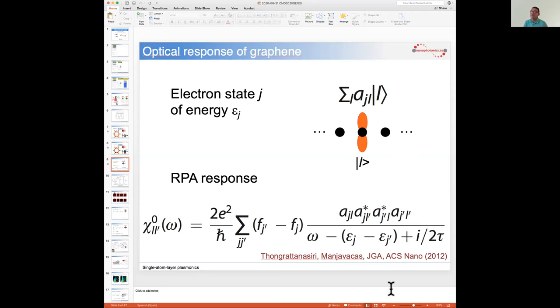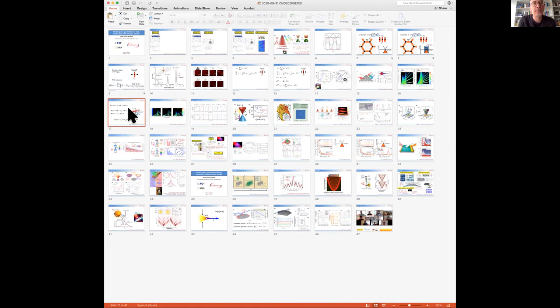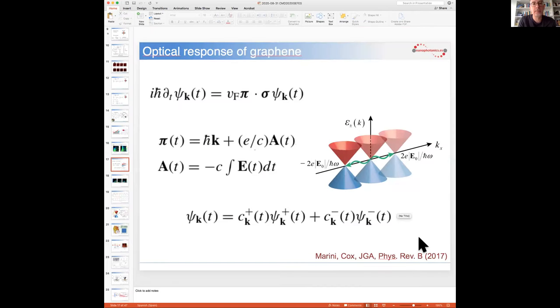Then how do you add the edge states after the linearization? Can you show the slide with a Dirac-like equation when you linearize around the Dirac cone? Here. And how do you treat the edge states after you linearized? Yeah, this is different. This is for extended graphene. And then the edge states were not included in this particular equation.